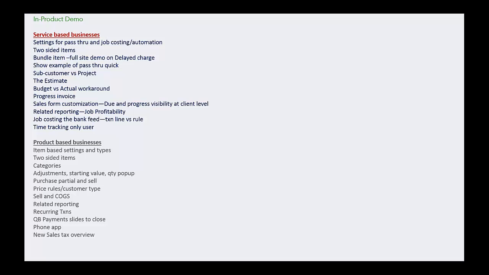Okay. And then related reporting, job costing in the bank feed. I know that's an odd way of phrasing things, but where can you do it? You can't do it at the rule, hint, hint. So where can you? In the feed itself. So that's like 30 seconds to show. And then the time tracking only user in the phone app. That's what we'll be looking at today.